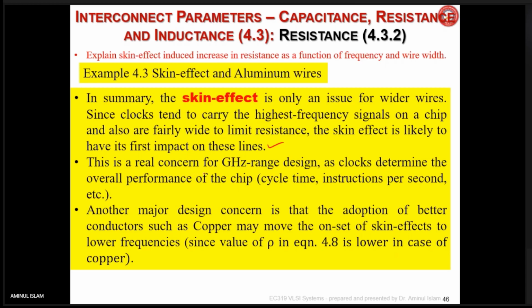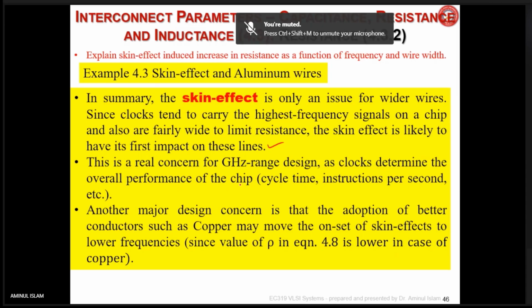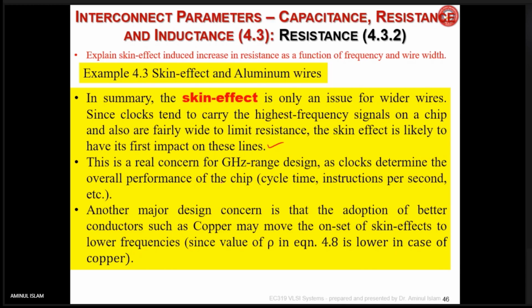This is a real concern for gigahertz range design, as clocks determine the overall performance of the chip. Nowadays, circuits are operated at very high clock frequencies, 4 to 5 gigahertz or so. So it is a problem.